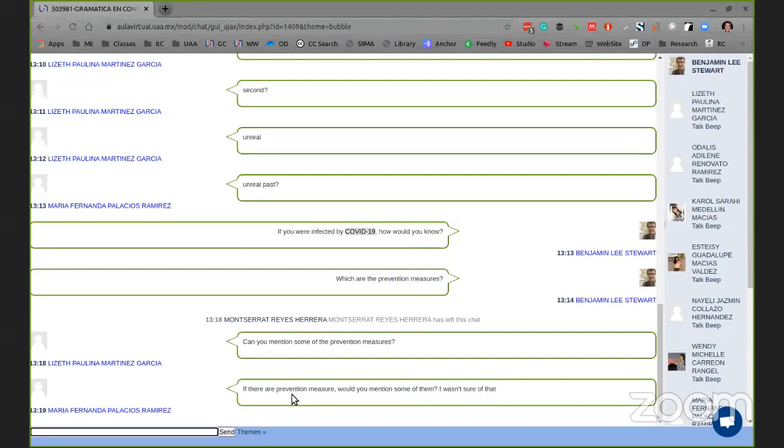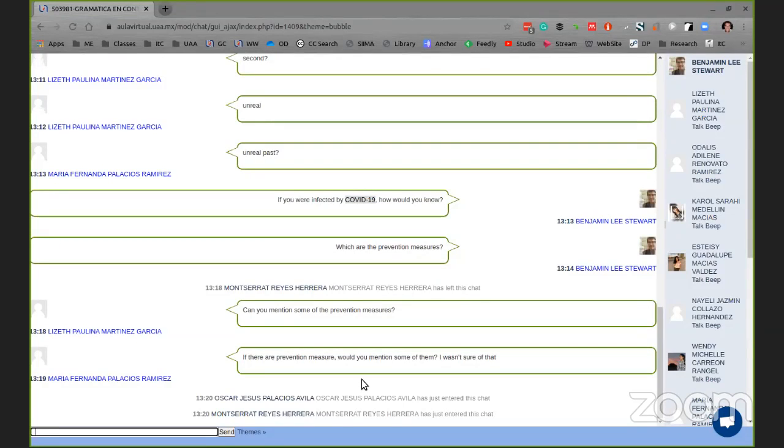Okay, so if there are prevention measures, measures with an S, would you mention some of them? Or could you mention some of them? You could say that. Could you? Like, are you able to mention some of them? Would you mention some of them, perhaps? Okay, so this is certainly a possibility. This is more of a conditional, but this is good. I would just add measures, plural. If there are prevention measures, would you mention some of them, or could you? Good. Anybody else?